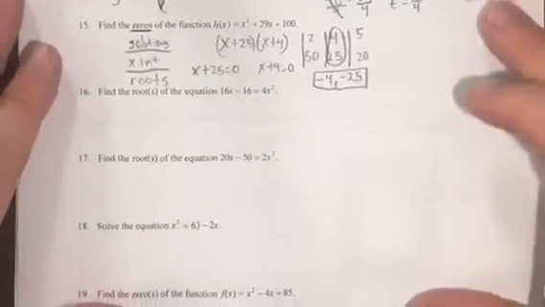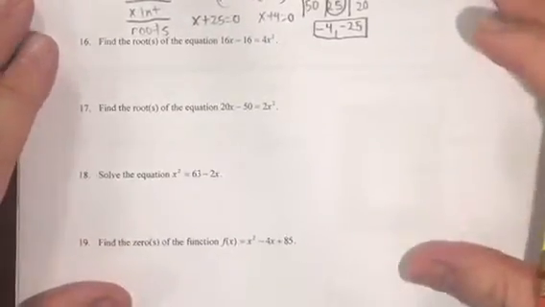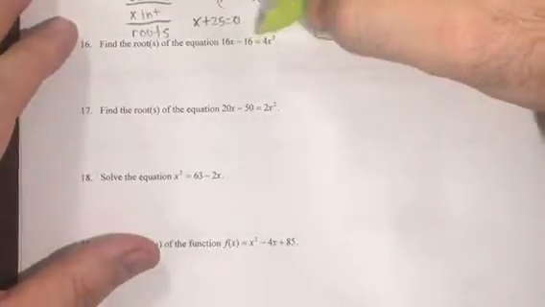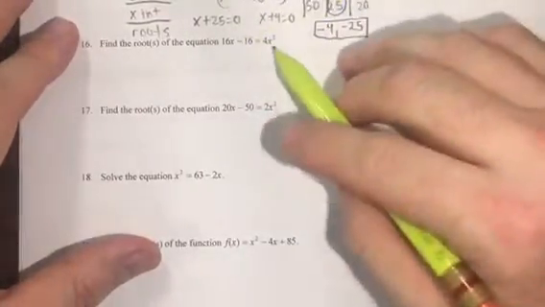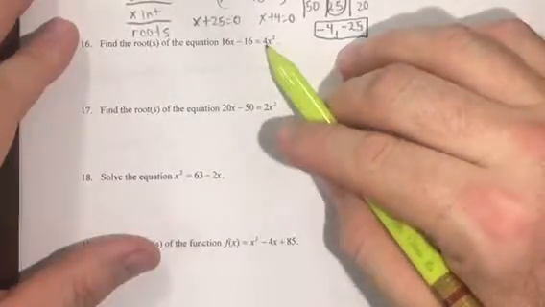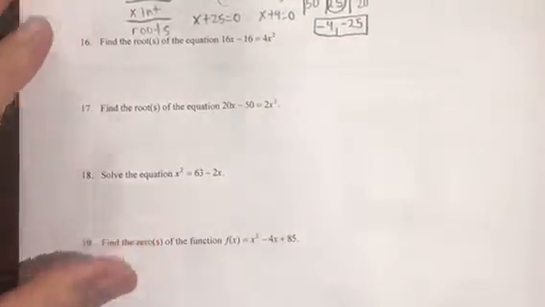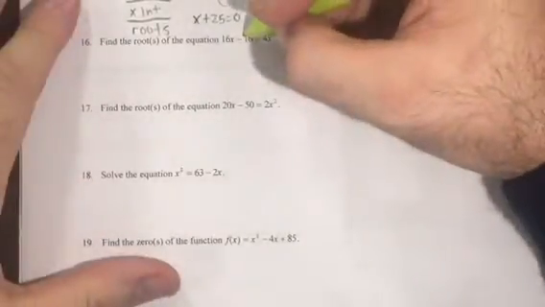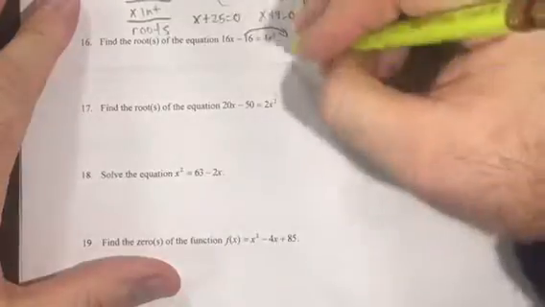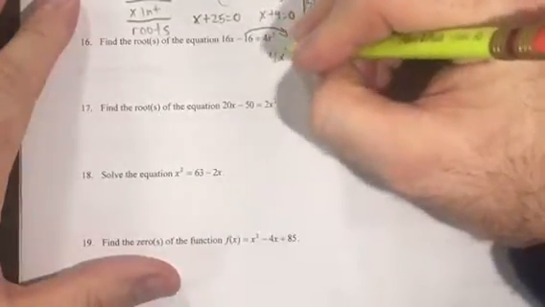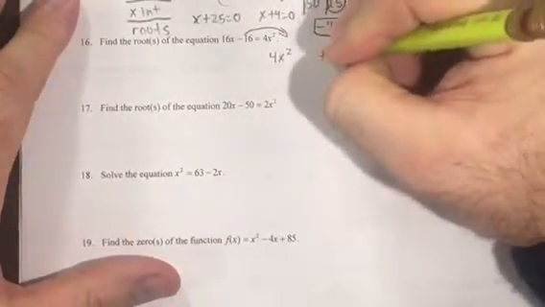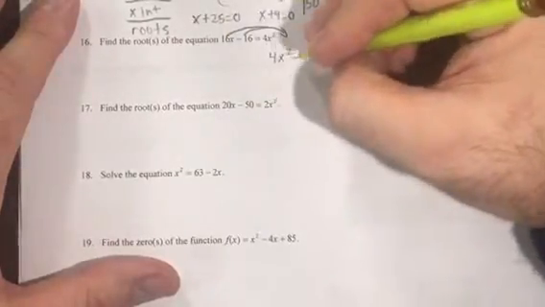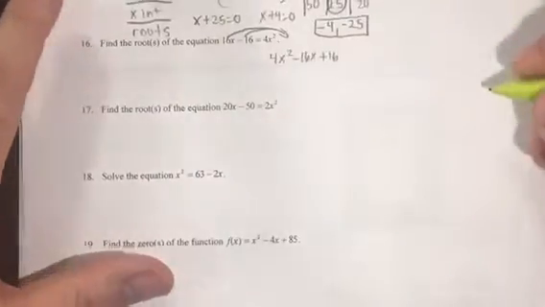Hey, guess what? We're about to do another one. Number 16. Exact same thing, except this time I've got to move everything over so that my a stays positive, and I set the entire quadratic equal to 0. So I've got to move this negative 16 over. That's going to be a positive 16. So 4x squared plus 16. Move the 16x over. That's going to be minus 16x.